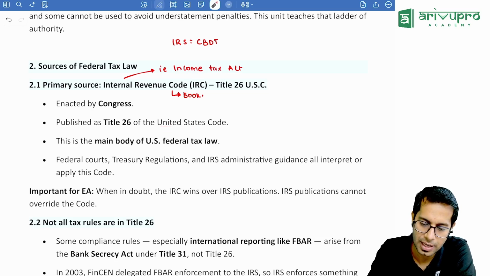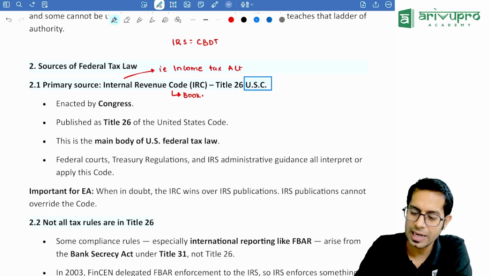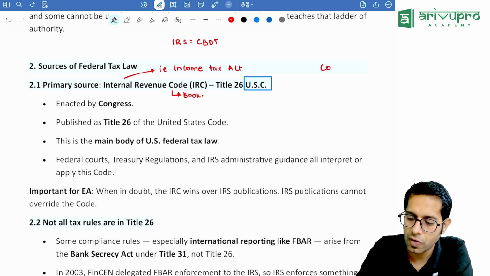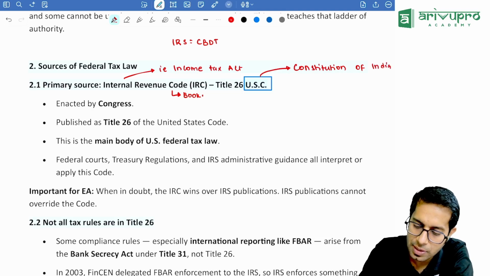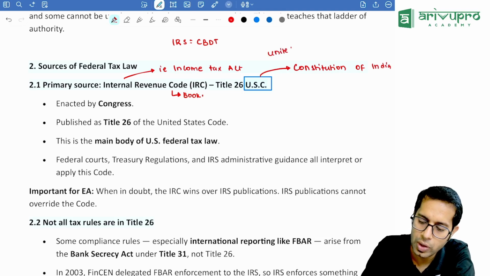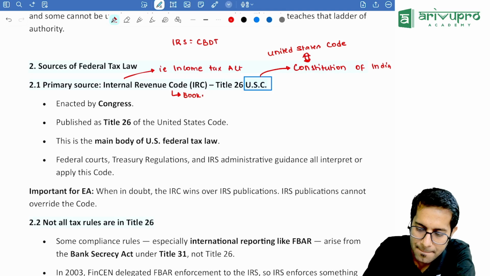Let me tell you about one more thing. You will find this USC. USC is nothing but your United States Code. Do you know that in India we have something called the Constitution of India? Like we have the Constitution of India, they have something called the United States Code. It is exactly like our Constitution of India.